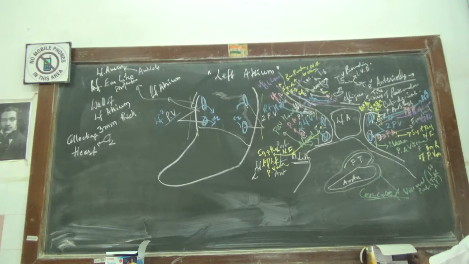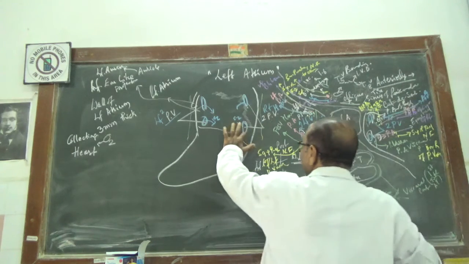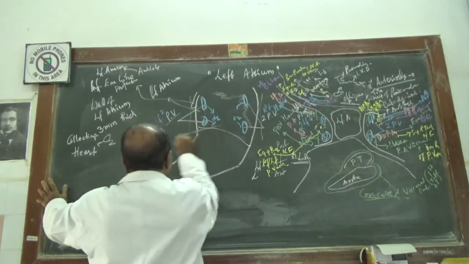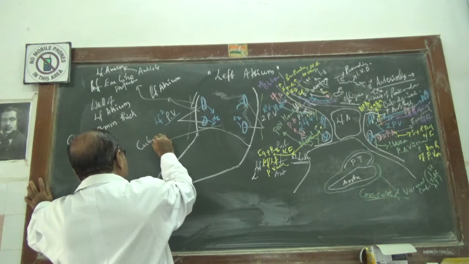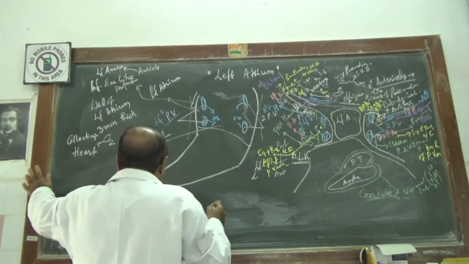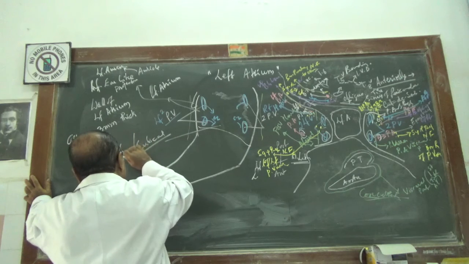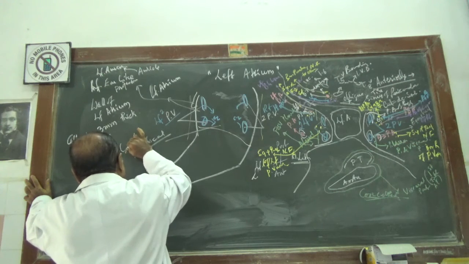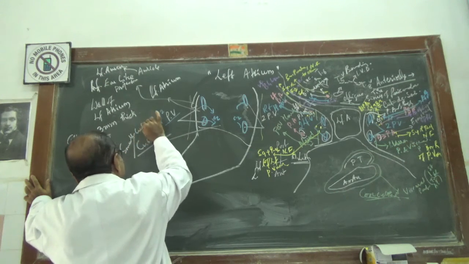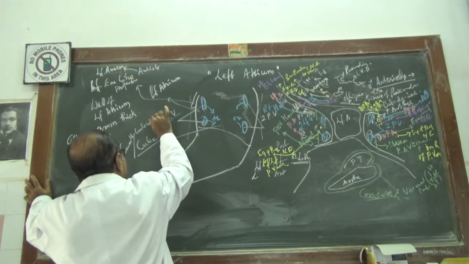But the right atrium is bigger, larger than the left. The left atrium, what you are dealing with now, is smaller. There it is quadrangular, but here it is cubical. Left atrium is of cubical shape, or you can take it as small cuboidal shape.